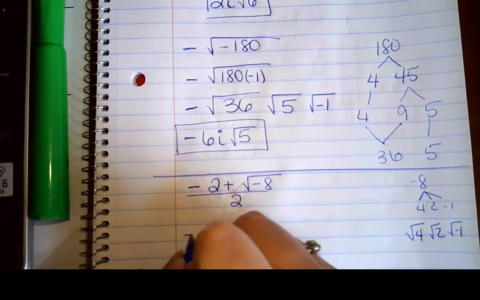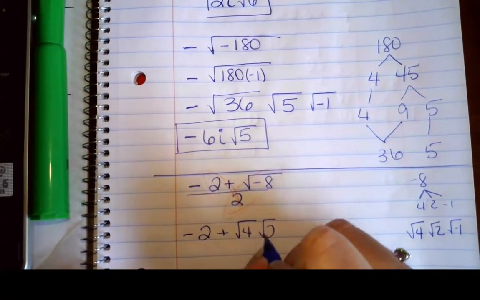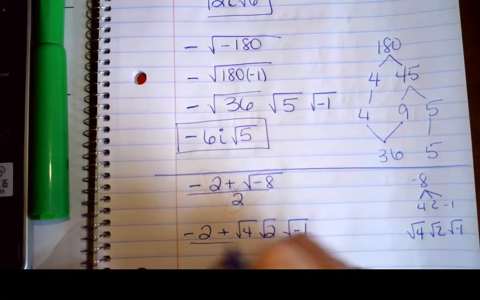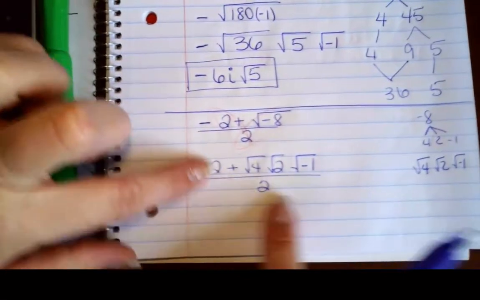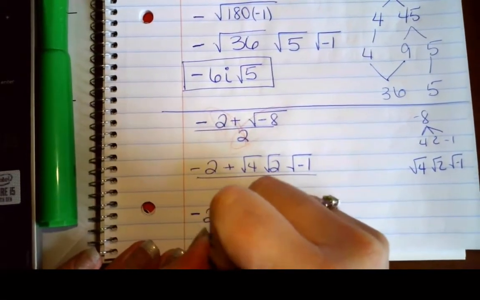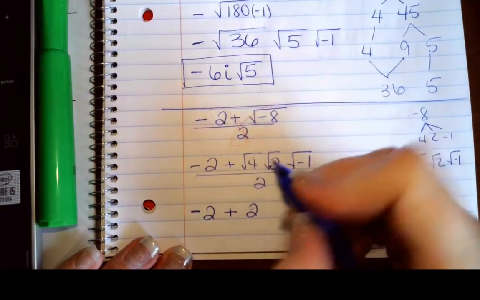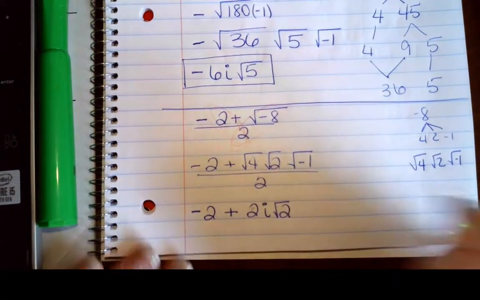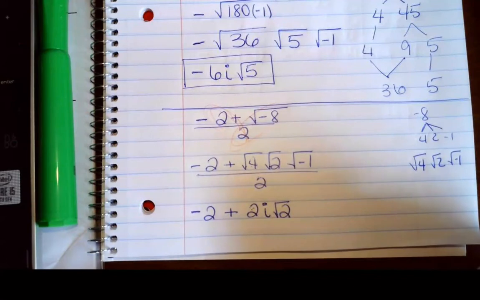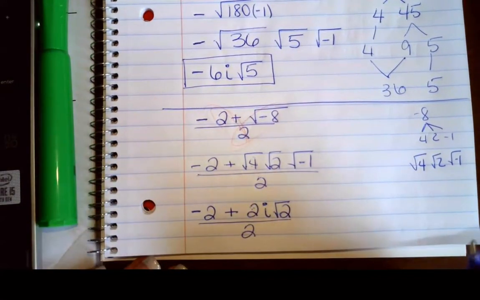So that becomes square root of 2 plus square root of 4, square root of 2, square root of negative 1, all over 2. Well, I know what the square root of 4 is. It's 2. Okay? So I've got this other stuff that's coming along for the ride now. So negative 2 plus, this becomes a 2. The square root of 2 is stuck. And the square root of negative 1 is i. And all of that is over 2. All of that is over 2.